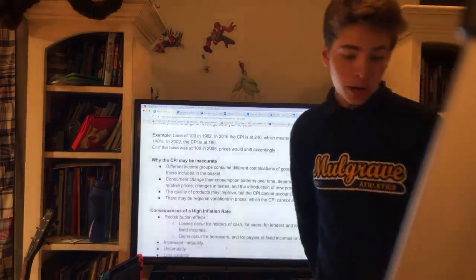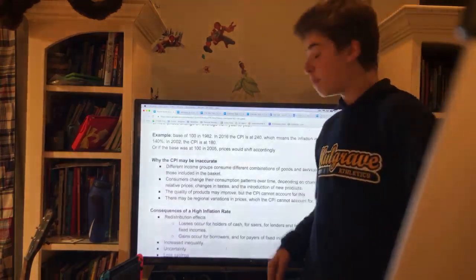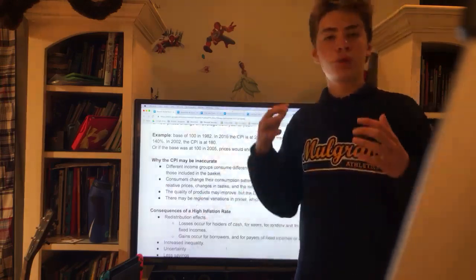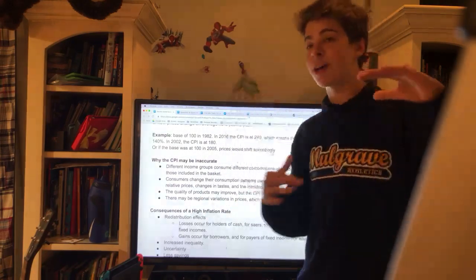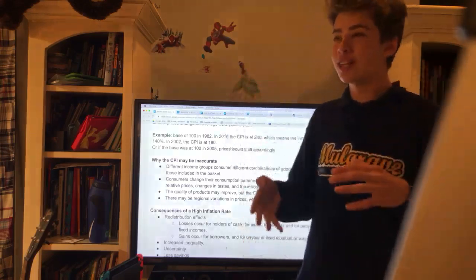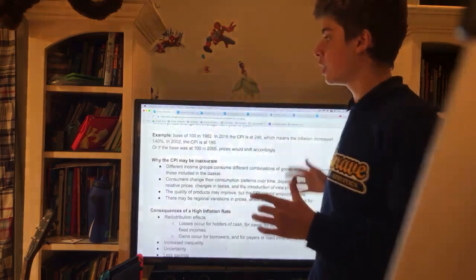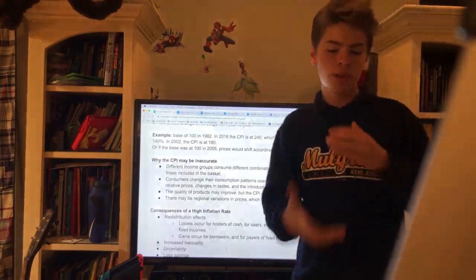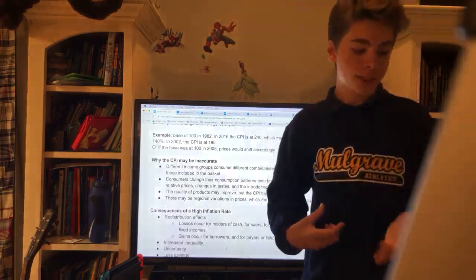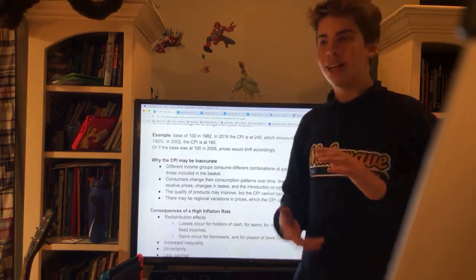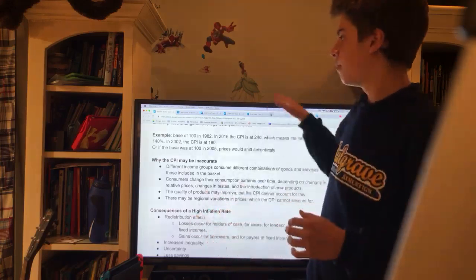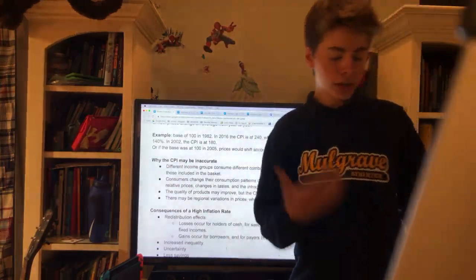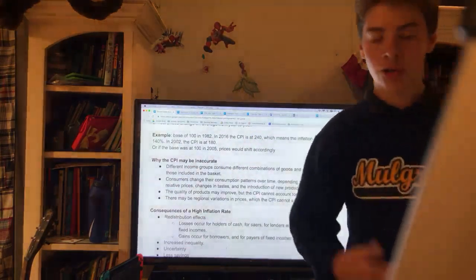There are a few reasons why this might be inaccurate. The biggest one right here is that the quality of products may improve. As I said before, a really expensive TV that is not that good does not take into consideration a really good TV that is now being sold for very little. So that can really affect the CPI and make it less accurate, as the base year and the percentage of increase for this specific good can throw economists off because of the improved quality.